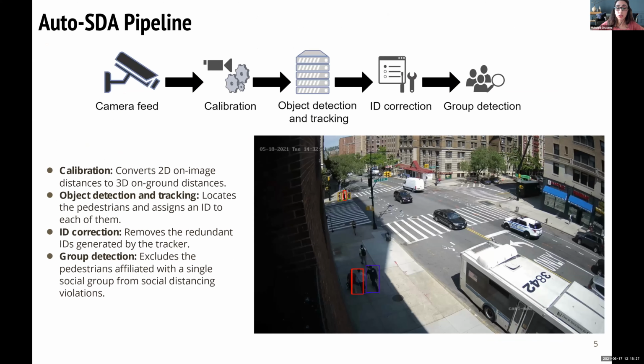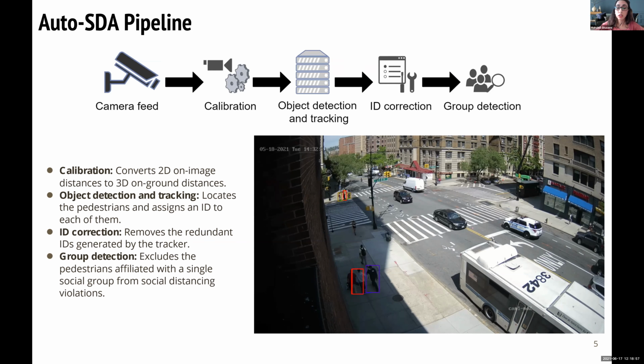AutoSDA pipeline consists of multiple modules. The calibration module converts the 2D on-image distances to 3D on-ground distances. The object detection and the tracking locates the pedestrians and assigns an ID to each of them. The ID correction rectifies the output of the tracker and extracts the entire trajectory of each pedestrian. The group detection excludes those pedestrians in a single social group from the social distancing violation.